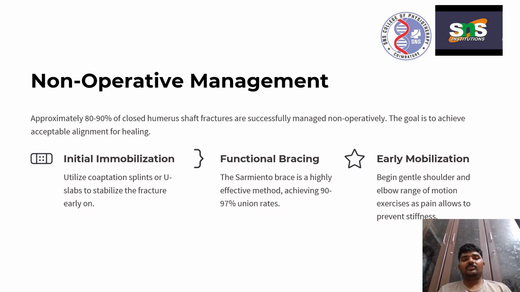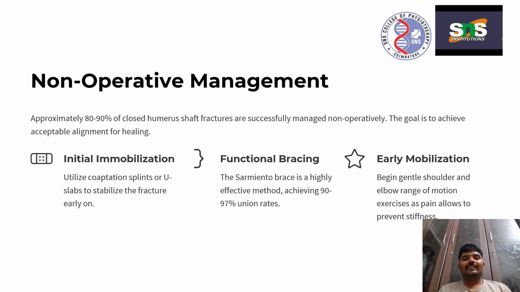Then non-operative management. Approximately 80 to 90% of closed humerus shaft fractures are successfully managed non-operatively. The goal is to achieve acceptable alignment for healing. For initial immobilization, utilize a splint or slab to stabilize the fracture early on.